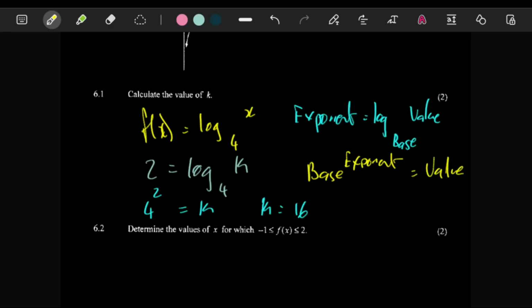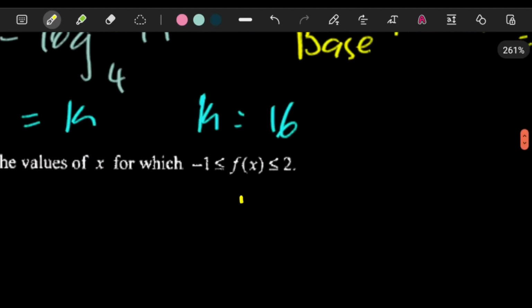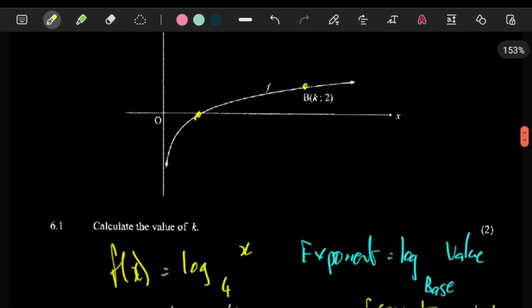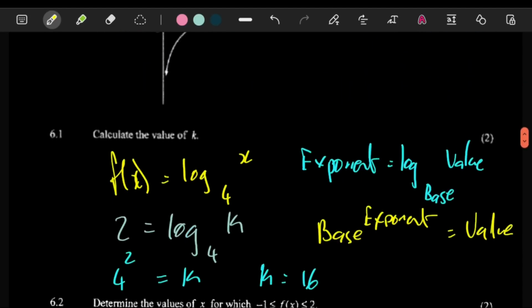So 2 marks here. Determine the values of x for which this is between -1 and +2. That's not a difficult question. This is asking you where your y values are between -1 and +2.